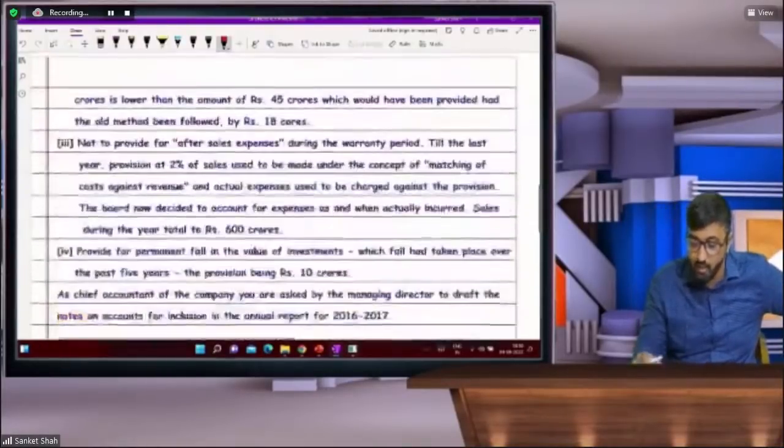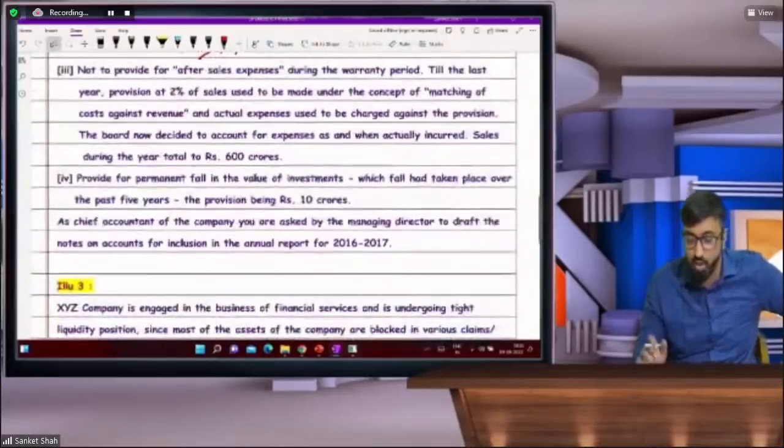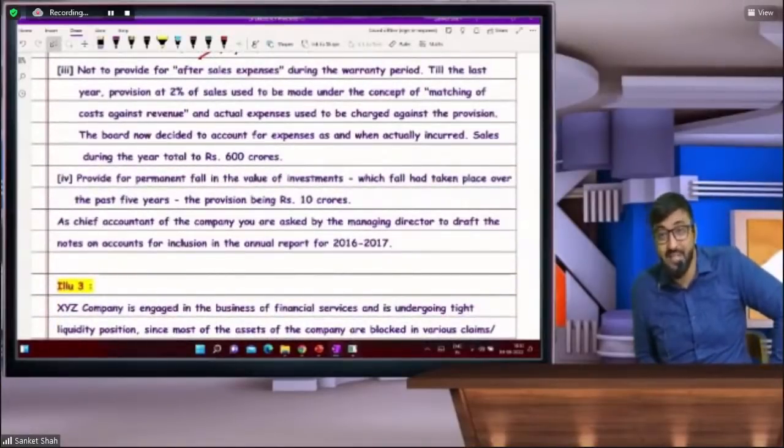The second question is removed from the new study material because it is not a change in accounting policy. Depreciation is a change in accounting estimate, so we removed it, not the policy.